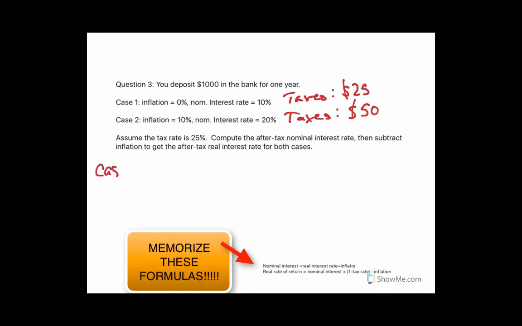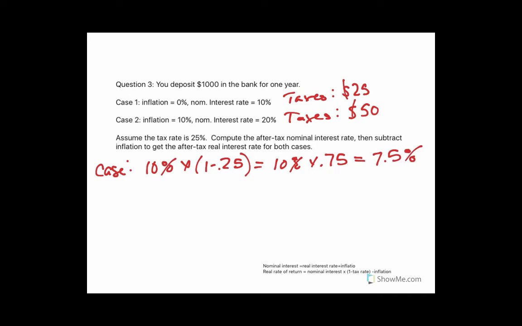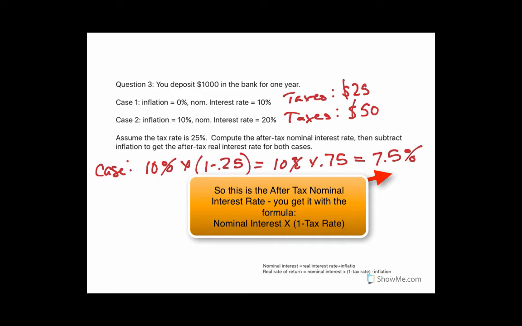So, for case 1, to get the after-tax nominal interest rate, which is what you actually get after taxes, you take the nominal interest rate, which is 10%, and multiply it by 1 minus the tax rate, which is 25%. So you end up getting 10% times 75%, and that is 7.5%. So in case 1, the after-tax nominal interest rate is 7.5%.